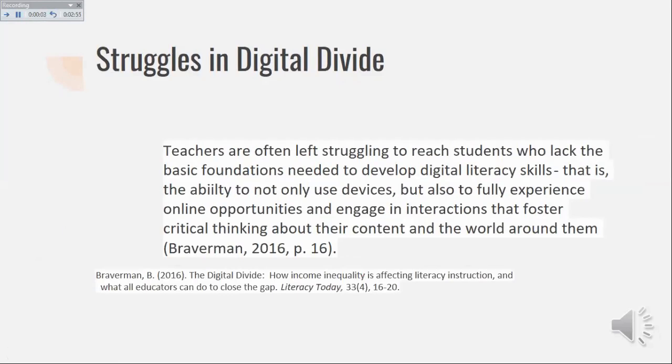I love this quote from Braverman. Teachers are often left struggling to reach students who lack the basic foundations needed to develop digital literacy skills. That is the ability not only to use the devices, but also to fully experience online opportunities and engage in interactions that foster critical thinking about their content and the world around them.